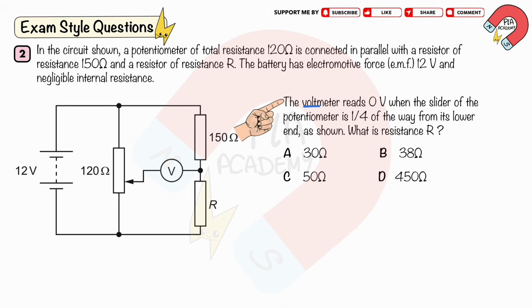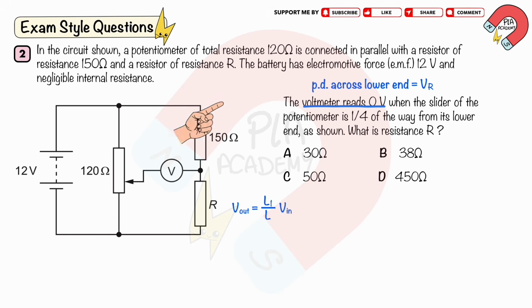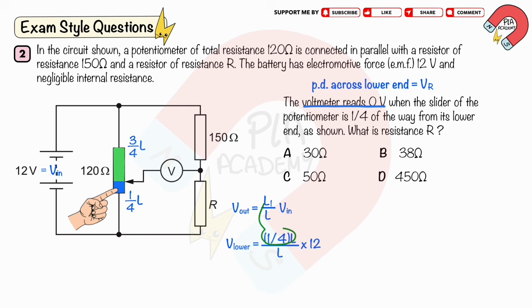The voltmeter reads 0 volts. This means that the PD across the lower end equals the PD across the resistance R. We can calculate the PD across the lower end using V output equals L1 over L times V input. From the circuit diagram, V input equals 12 volts, L1 equals 1/4 L, and the upper end equals 3/4 of L. Substituting V input and L1 into this equation, we get V output equals 3 volts. So, VR is also equal to 3 volts.